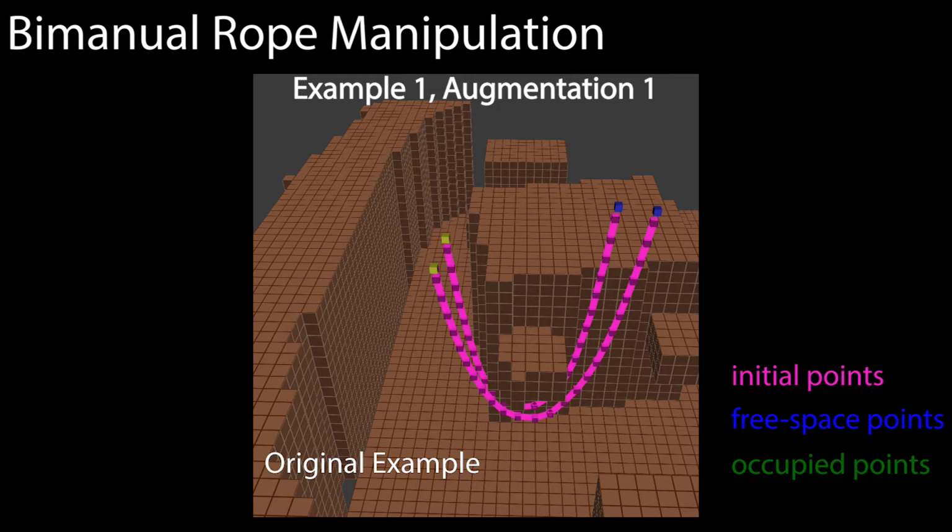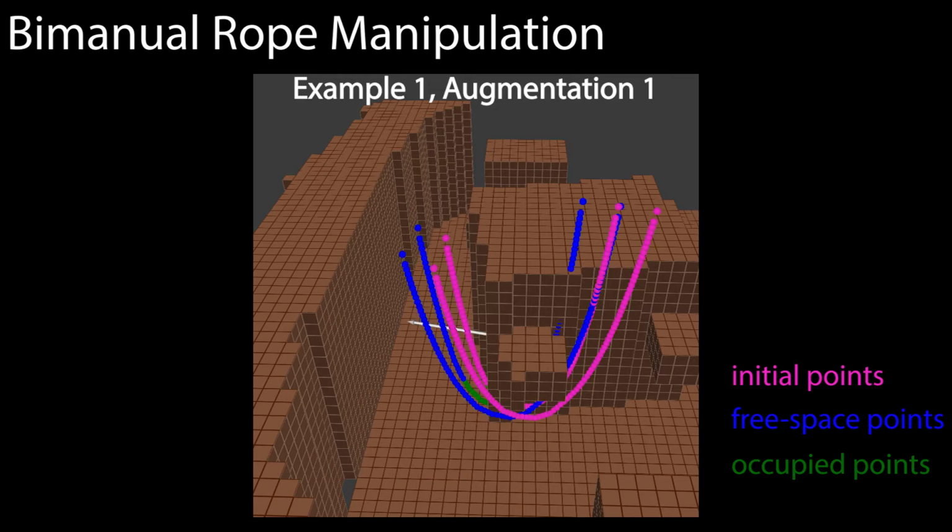Now, we generate an augmentation. The rope states in blue and green are the current iterate within the optimization. Blue means that point did not penetrate the environment in the original example, whereas green means the point did. The white arrow shows the randomly sampled direction in which the augmentation is trying to move.